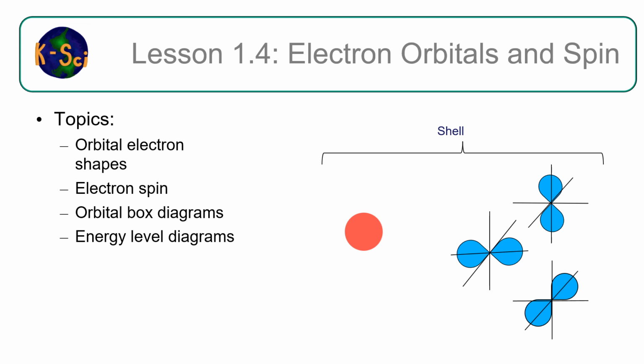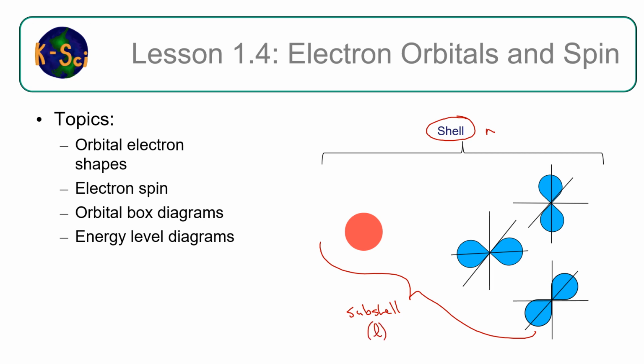Hello there. In this lesson, we're going to look at the rest of the quantum numbers that we didn't cover in the previous lesson. We started with the shells, which are the layers of electrons around the nucleus, and they were given the symbol N. And then we moved on to these subshells, and these are the different energies of electrons that are possible, and that was given the symbol L.